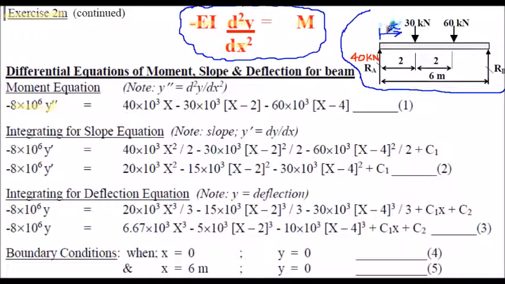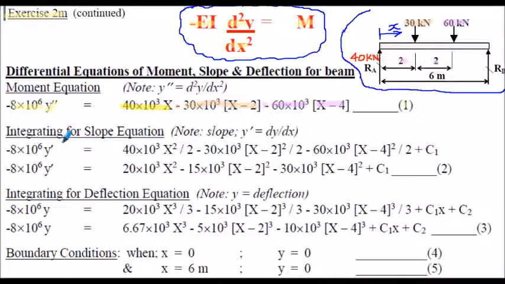So noting that x is running from left to right and the reaction is 40 kilonewtons from the previous slide, we can generate our bending moment equation. It will be, as a function of x, 40 times 10 to the 3 times x, minus 30 times 10 to the 3 times x minus 2, so there's my 30 times 10 to the 3, x minus 2. And then minus 60 times 10 to the 3, x minus 4. So there's the 60 times 10 to the 3 and the 4, because we've got the 2 add to 2. So equation 1 is the bending moment equation.